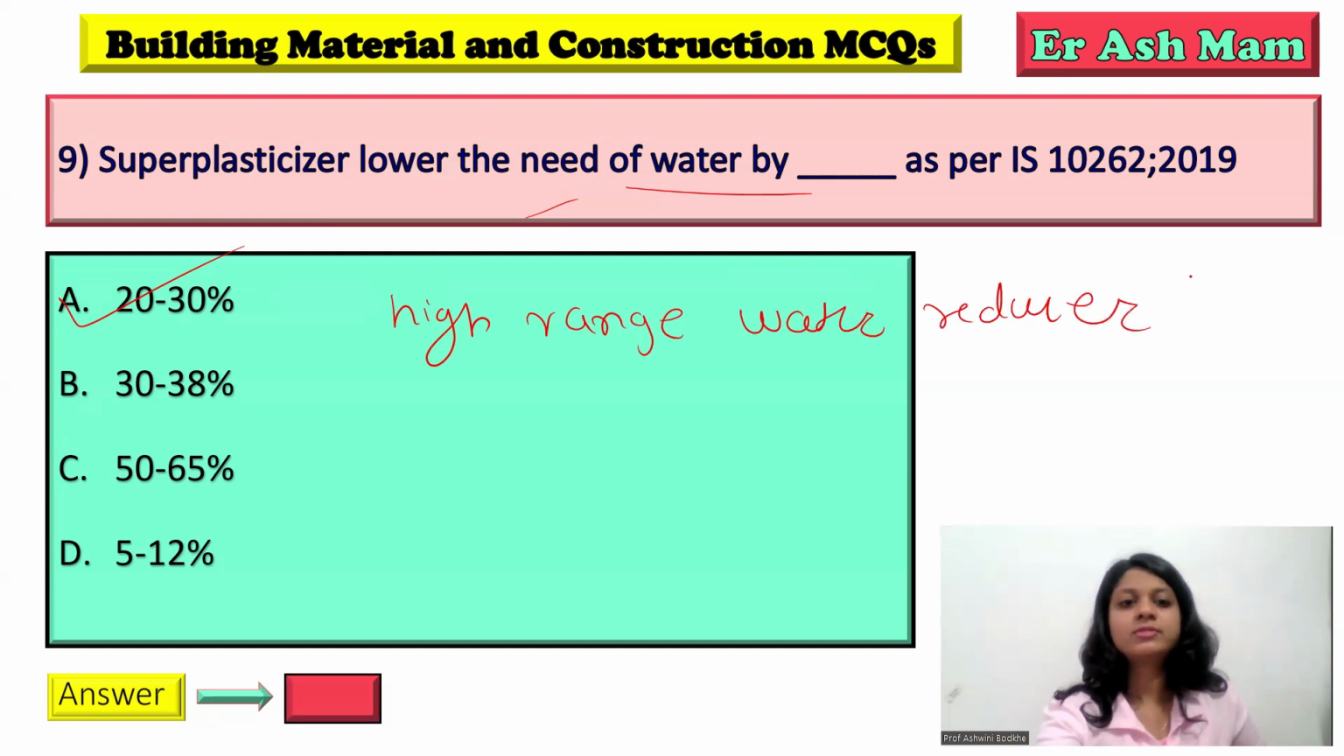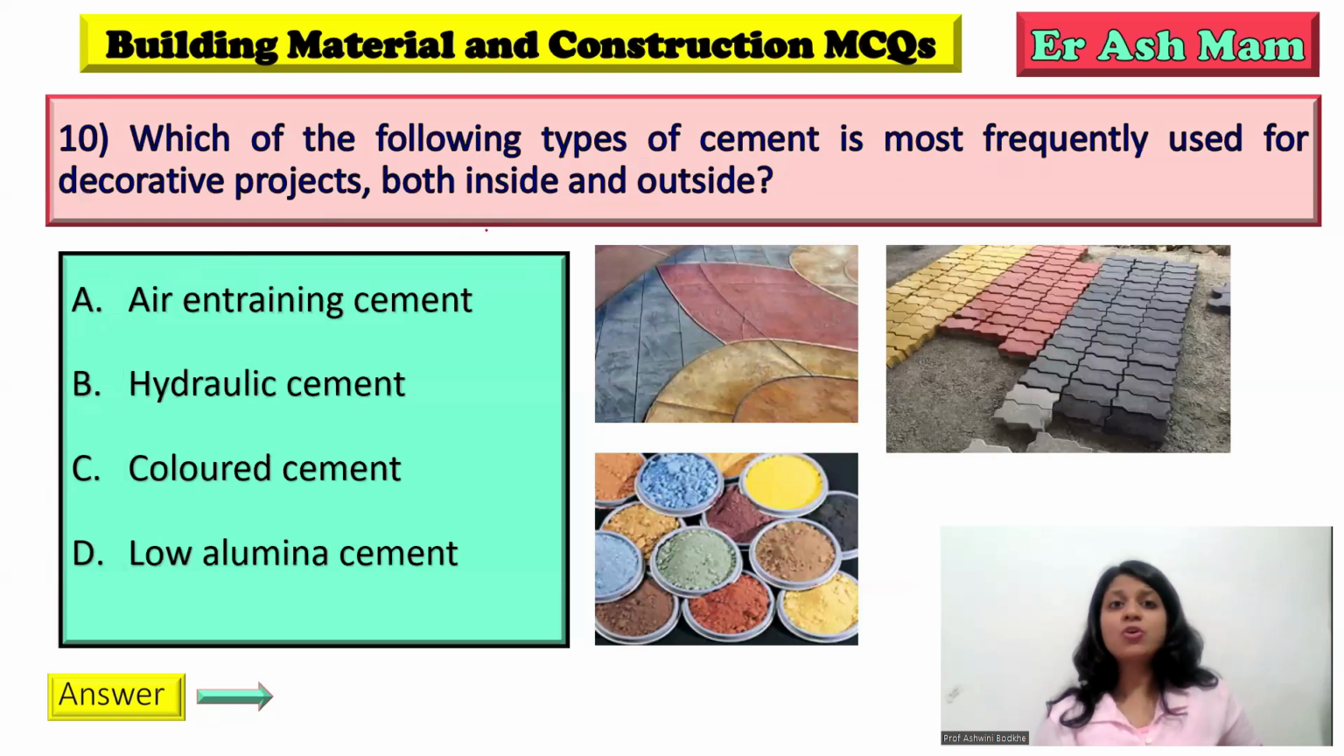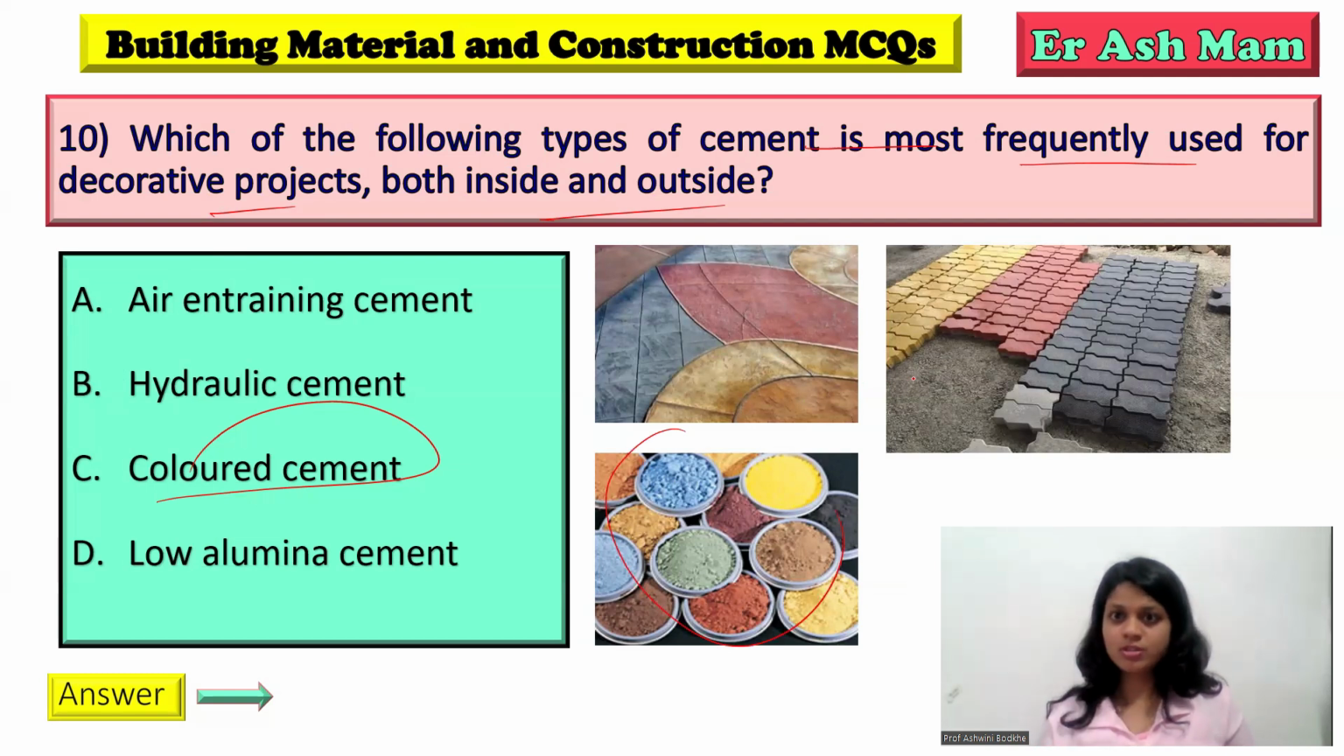Okay, answer is A. Which of the following types of cement is most frequently used for decorative projects, both inside and outside? For decoration, we use different colors. So for decorative purpose, color cement is used. So you can see our color cement photos, I have already pasted color cement photos. You can see here.